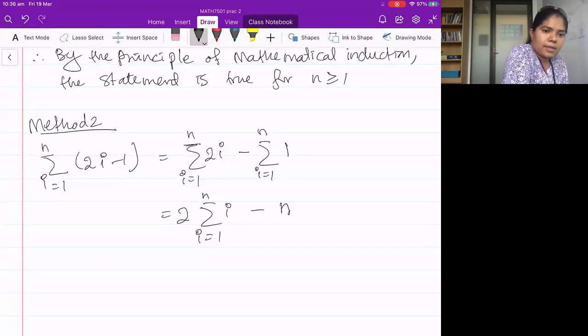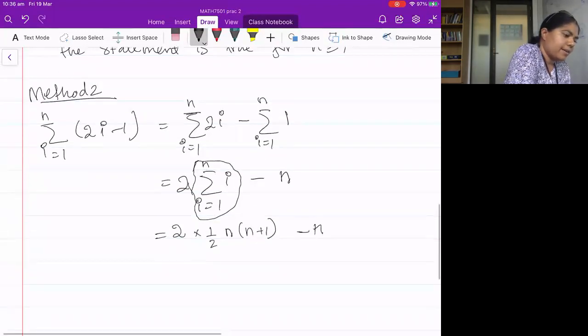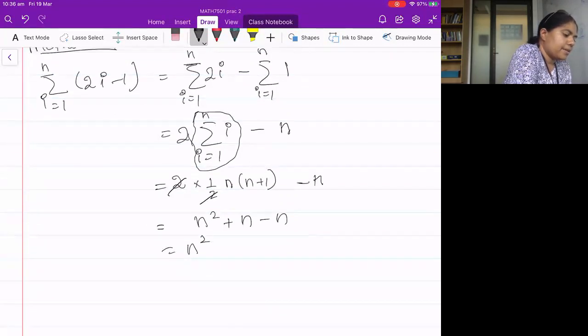And that's equal to, now this is 2 times this sum. In your assignment, you are asked to show that that sum is equal to half n times n plus 1. Okay, and minus n, which is equal to n squared plus n minus n, which is n squared. Okay, that's the right hand side. Okay.